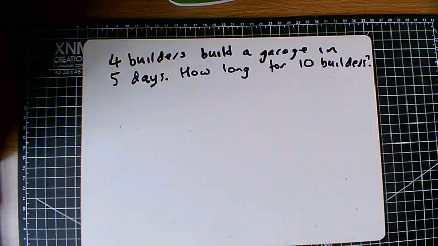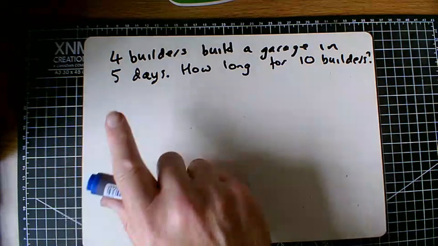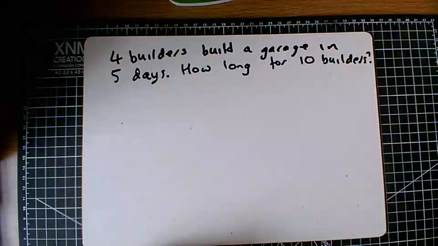Now this is an example of what's called inverse proportion. So let me explain why it's called inverse proportion. If I've got 4 builders and they take 5 days to build a garage, if I increase the number of builders to 10, it should take them less time to build the garage. So inverse proportion means as one thing increases, say for example the number of builders, the other quantity decreases, such as the number of days they would take.